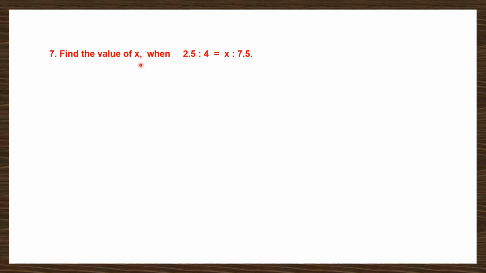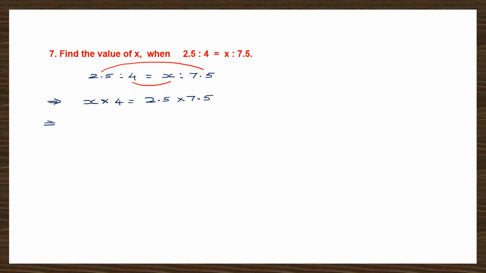Question 7. Find the value of x when 2.5 is to 4 is equal to x is to 7.5. Let's write that down. So 2.5 is to 4 is equal to x is to 7.5. That means they are in proportion. The equal to sign tells us that. So let's use this. Product of extremes equals product of means. Since x is in the means, we'll use the product of means first. So x into 4 is equal to product of extremes, that is 2.5 into 7.5.